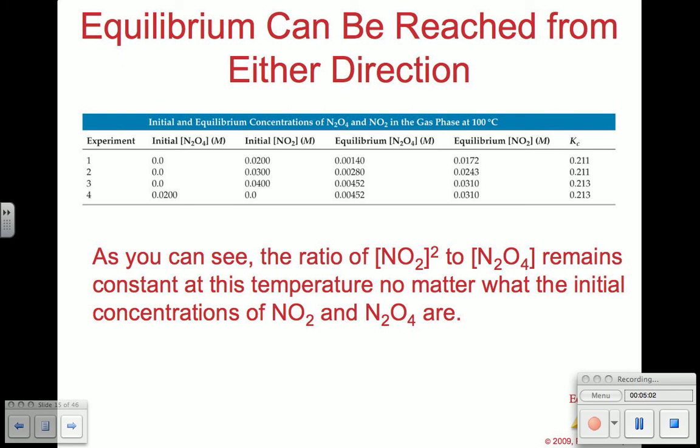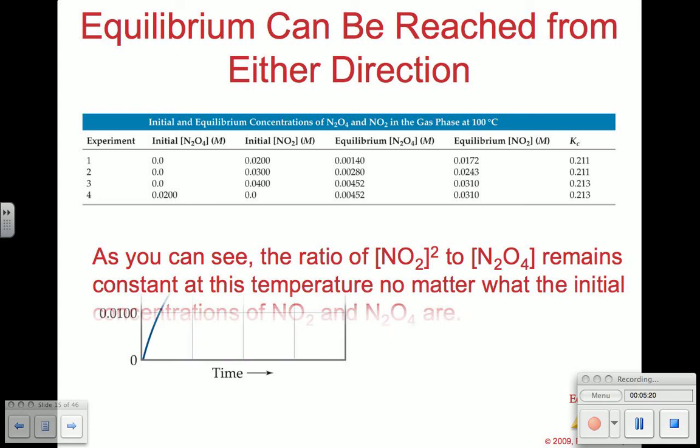So the ratio of the concentration of NO2 squared to N2O4 remains constant at this temperature no matter what the initial concentrations of the NO2 and N2O4 are. So the ratio stays the same throughout, and that's really the main idea of equilibrium.